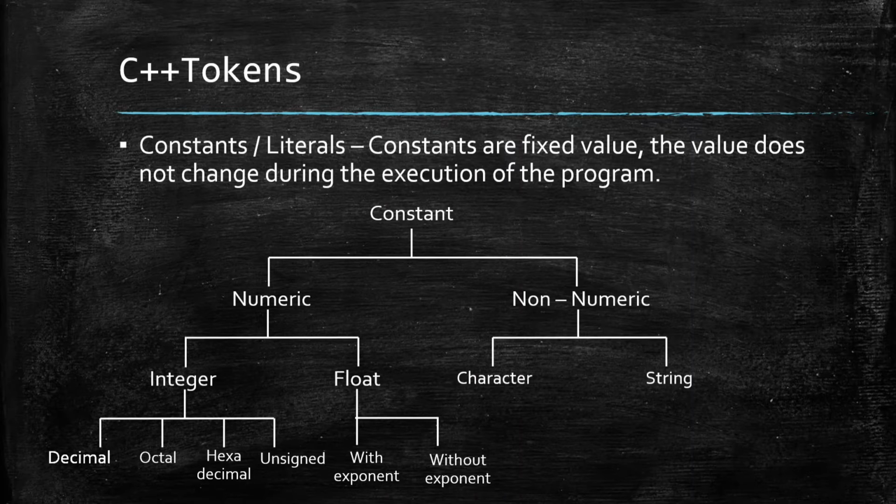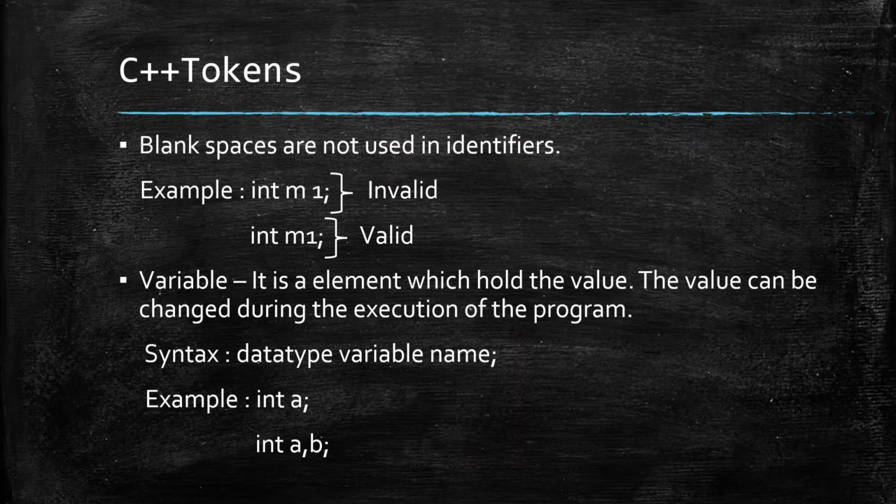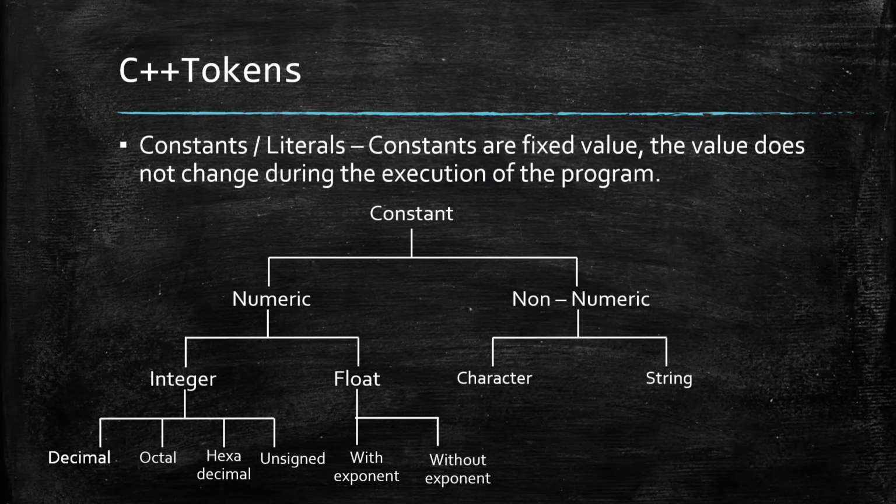Fine. So a is my constant value, and during the execution of the program I cannot change the value. My f value would be a only. I cannot change it during the execution of the program. I'll have to again come back, change it in the program, and then execute. But for a variable, it's not like that. The value can be changed during the execution of the program. Fine.